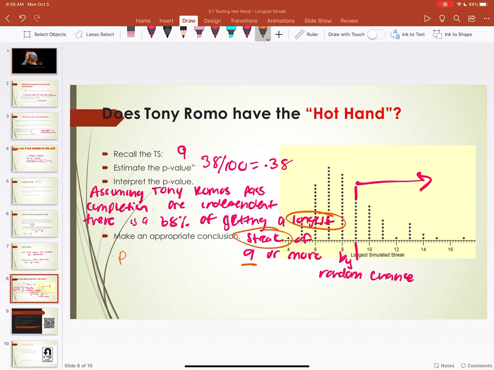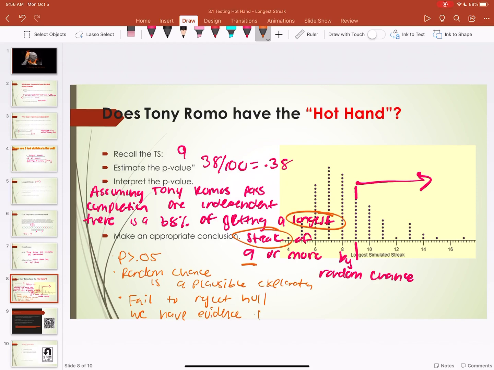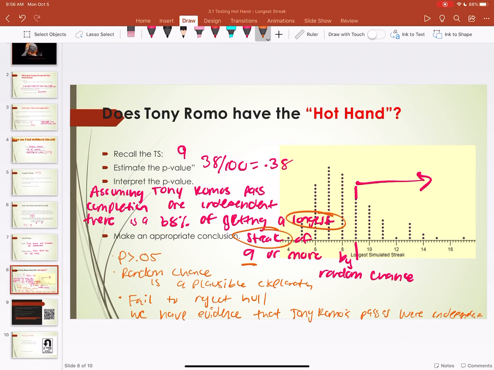For your conclusion, your p-value is greater than 0.05. That means random chance is a plausible explanation. Therefore, we fail to reject the null hypothesis, and we have evidence that he is an independent pass completer, that Tony Romo's passes were independent. Looking through this, you're going to work on some extra practice questions. Make sure that you practice, look up some information, and understand that the longest streak is just counting the longest number of successes.